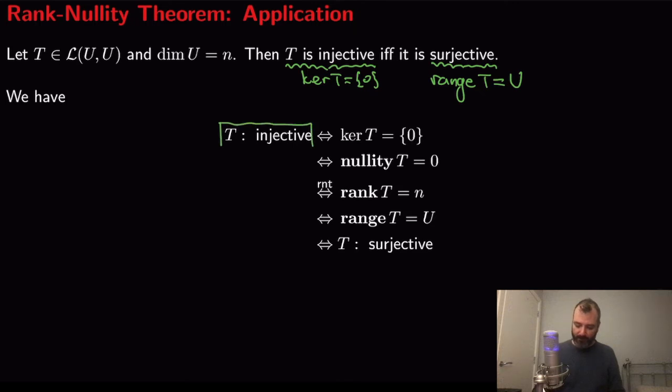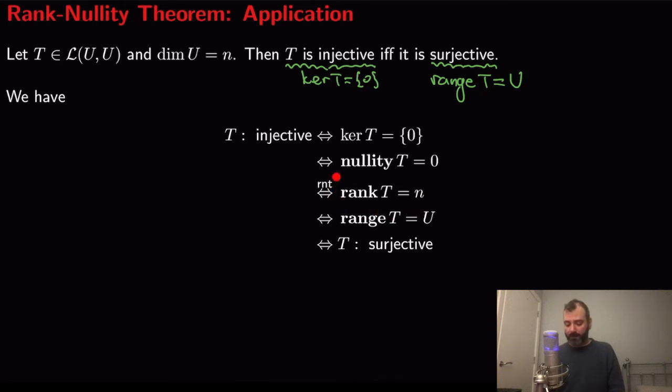So I'm starting with T is injective. What does it mean that T is injective? It means that, as we said above, the kernel is equal to the set that contains only 0, which is exactly the same as saying that the nullity of T is equal to 0. There is only one linear space that has a 0 dimension, this one. That's why these two are equivalent. So the kernel of T is 0, the nullity is 0. From the rank-nullity theorem, equivalently, the rank of T is equal to n.